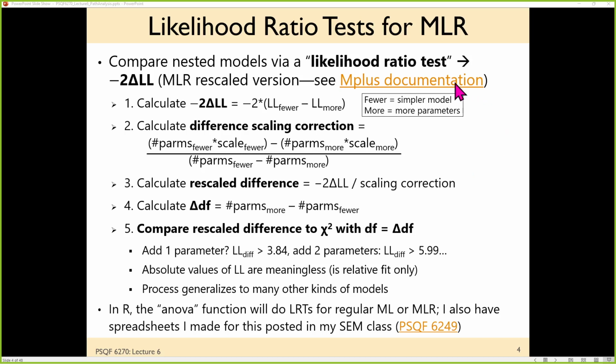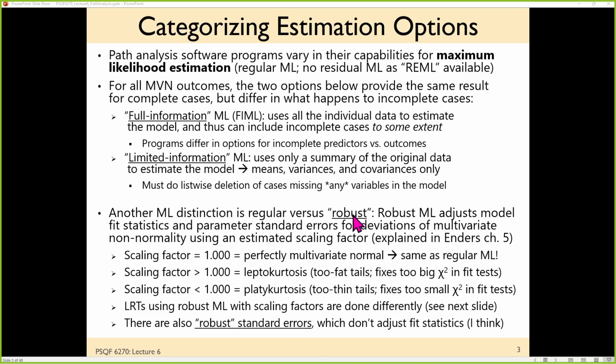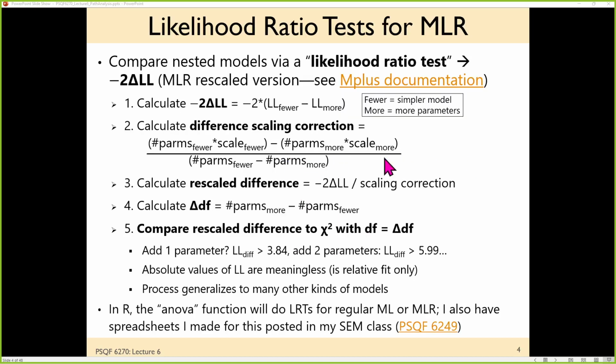Here's a link to the M+ documentation that describes it. In my structural equation modeling class, I have a number of spreadsheets that I've built to do model comparisons where this formula is built into the spreadsheet. And also in R, there's an ANOVA function that seems to understand if you use robust maximum likelihood, and it does the proper correction for it. So the regular ANOVA function for comparing models can be used with this too in R, that's what I've found. Just be aware that when we're in robust maximum likelihood, -2 log likelihood differences have to be done a special way. You can't just take the straight difference.